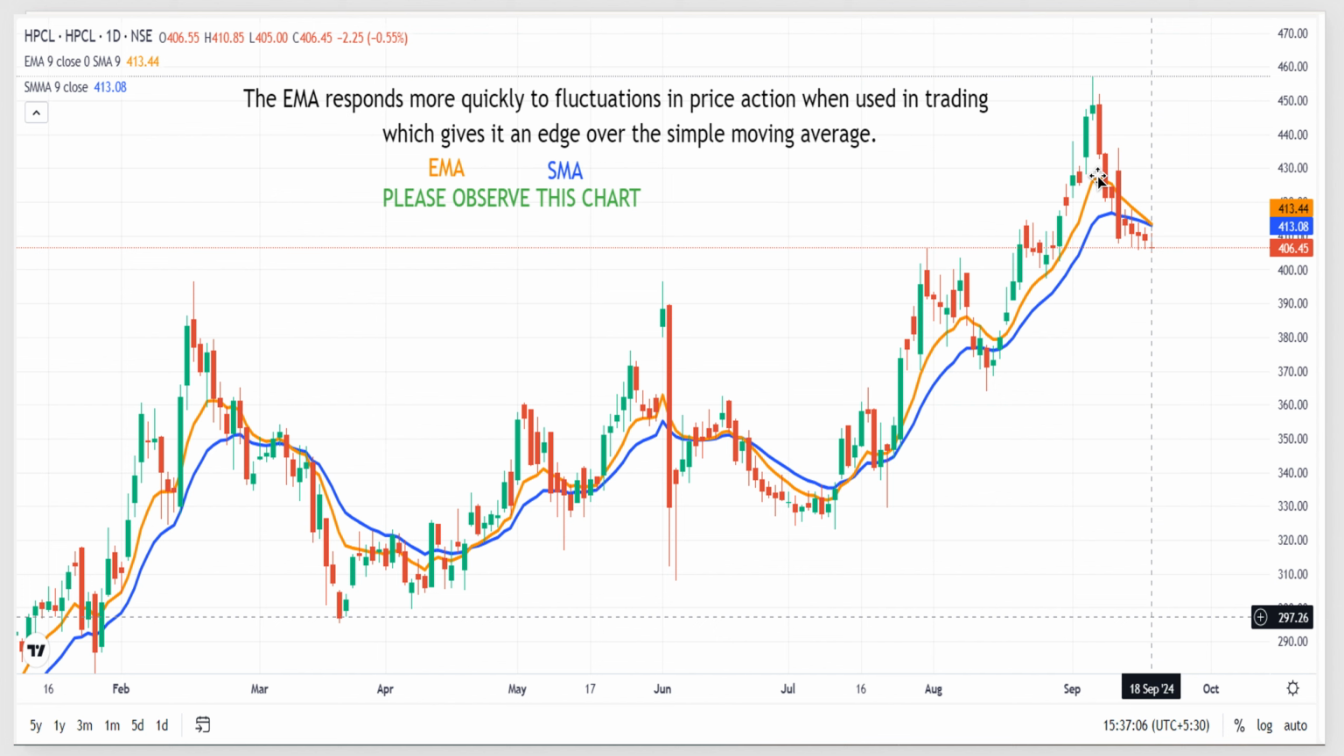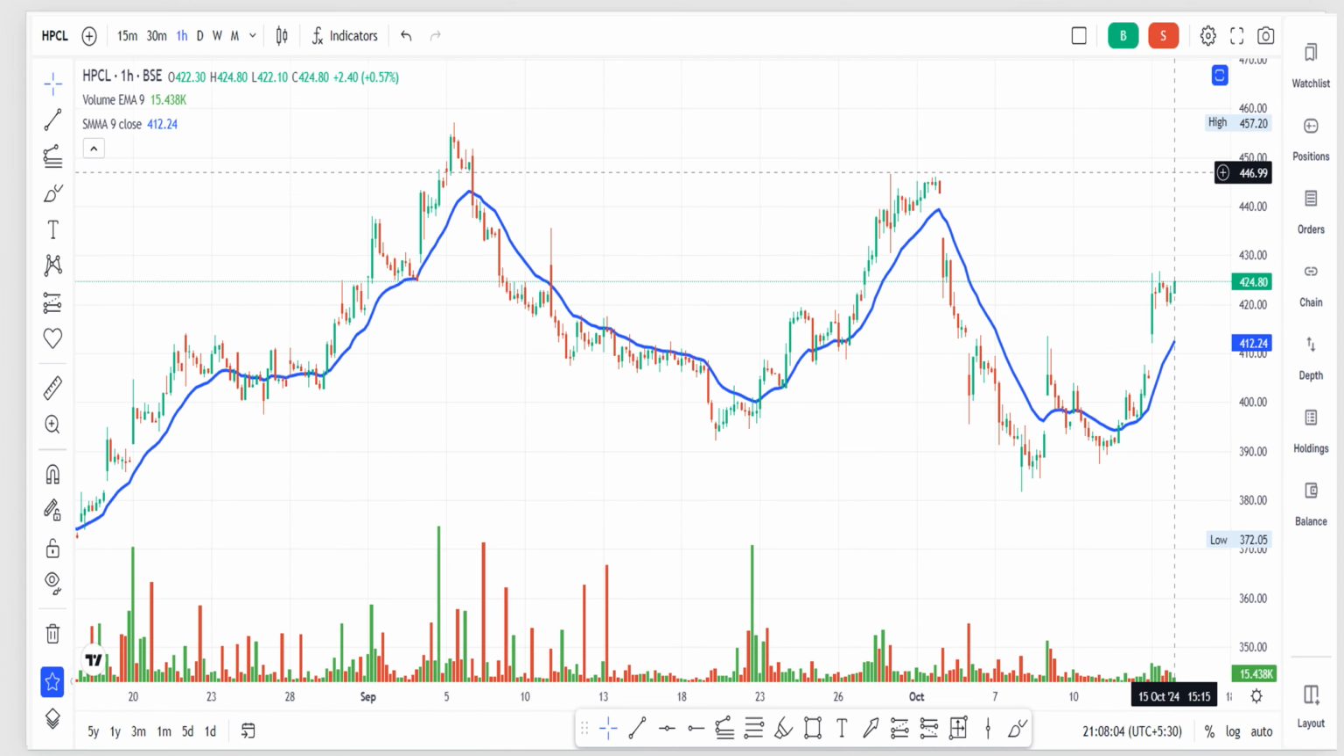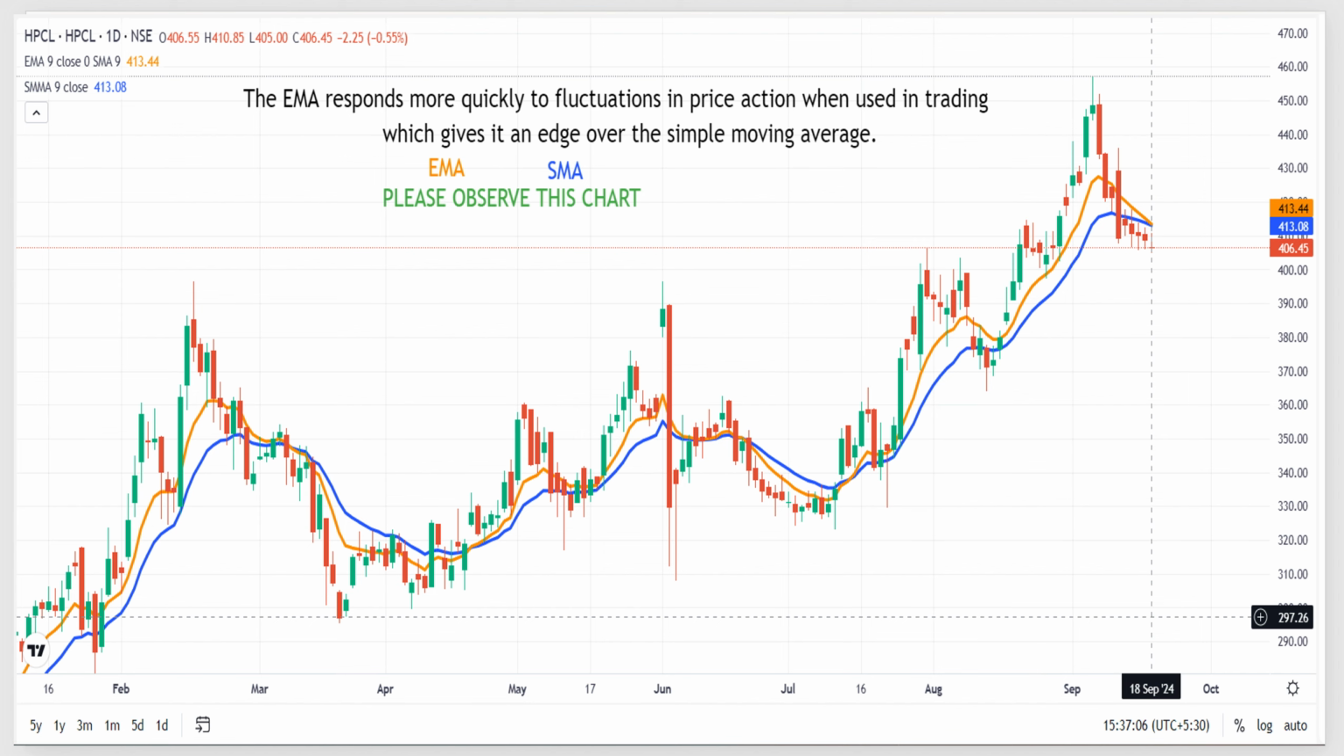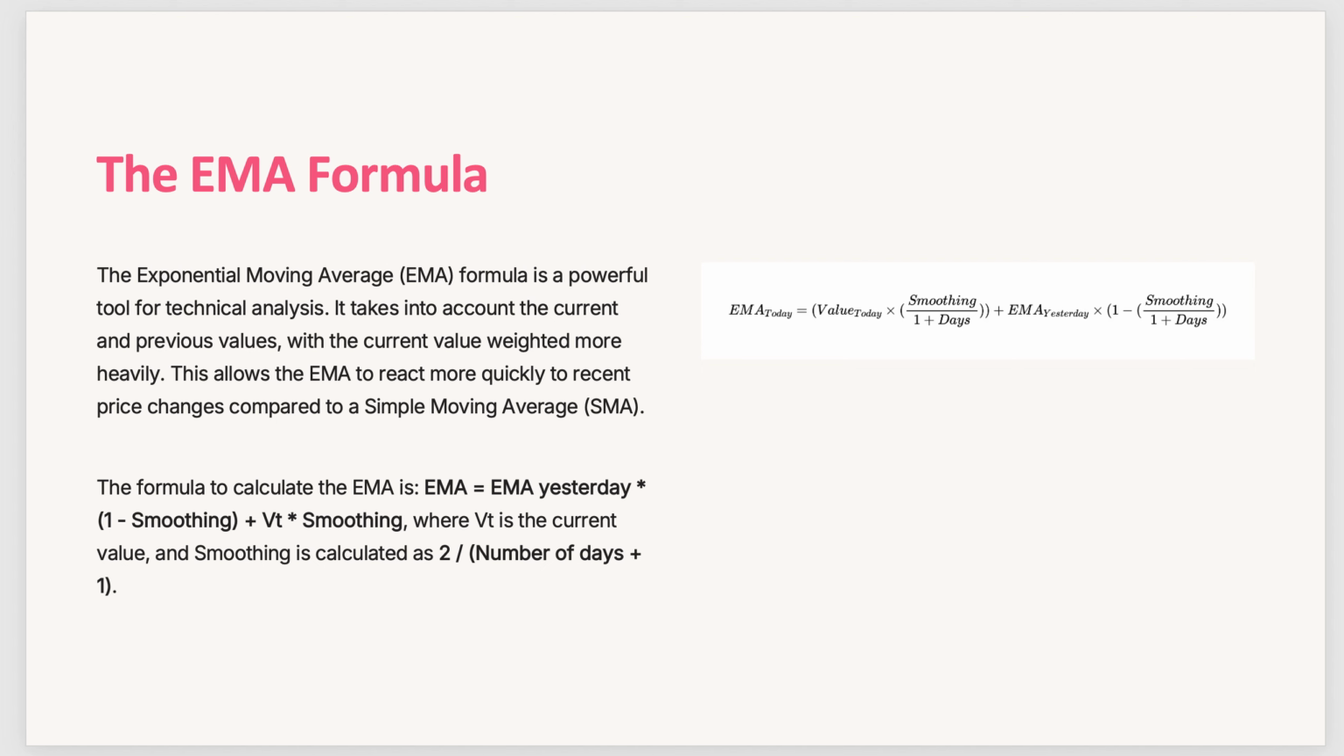If you are a trader, or even an investor for that matter, and you are keeping a 200-day or 100-day moving average, it all will change. So let's go through this one more time.